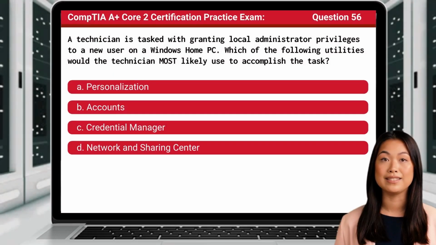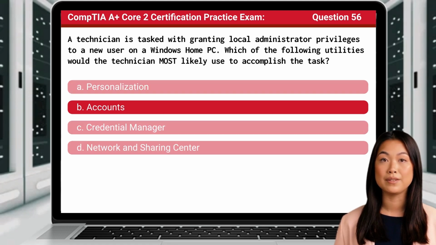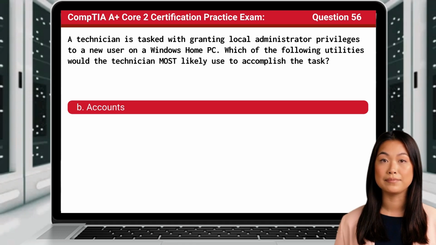Question 56. A technician is tasked with granting local administrator privileges to a new user on a Windows Home PC. Which of the following utilities would the technician most likely use to accomplish the task? The answer is B. Accounts.